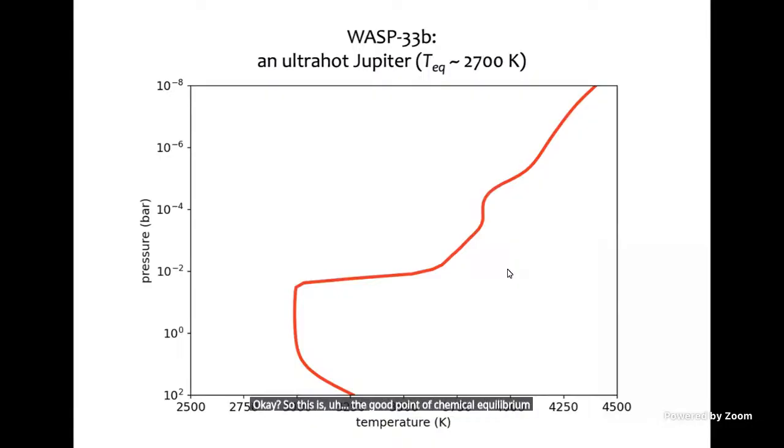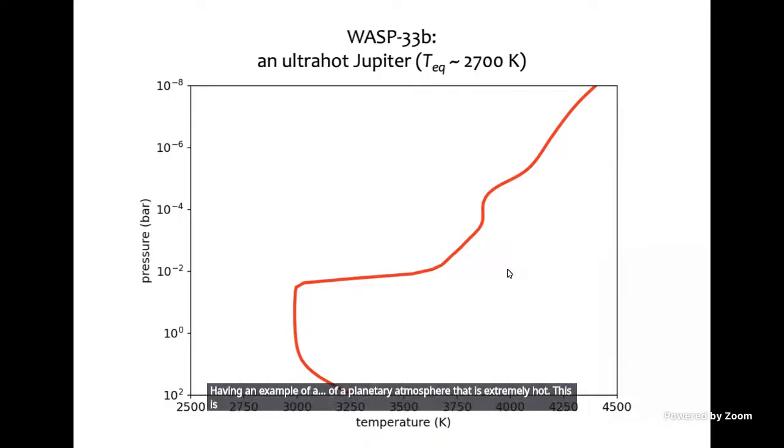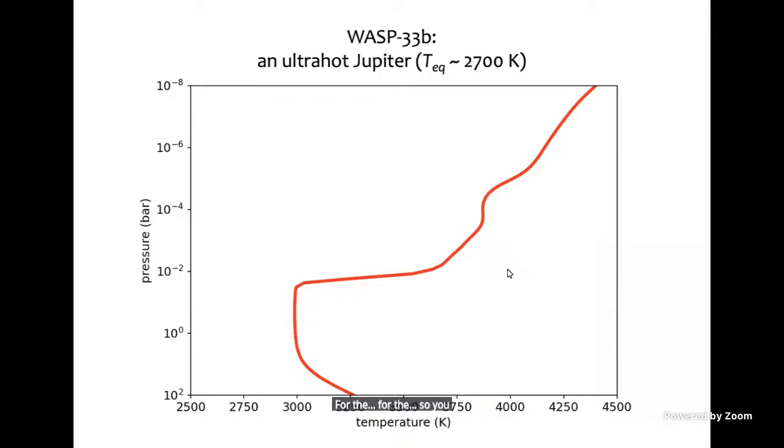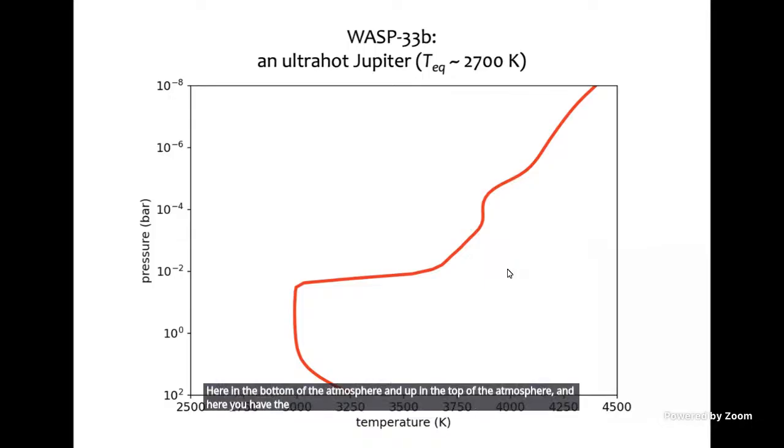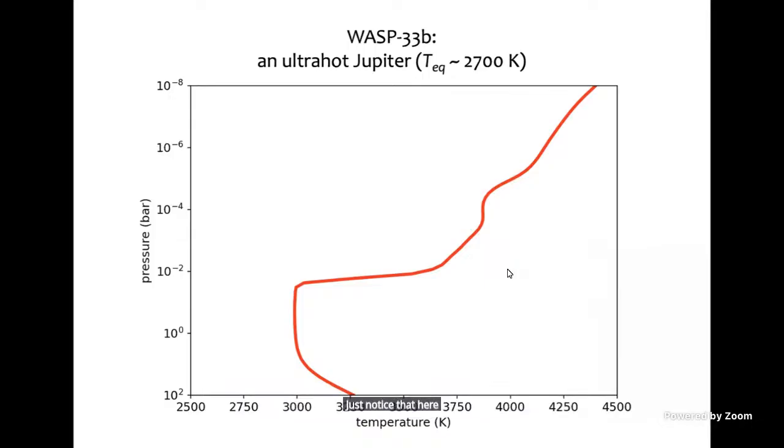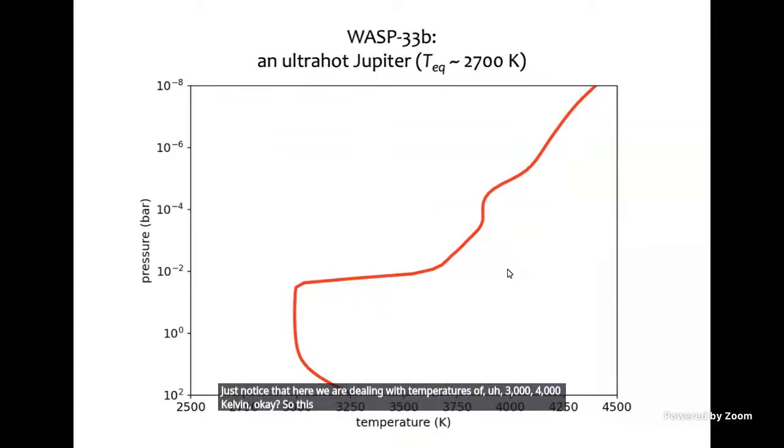So let's start by having an example of a planetary atmosphere that is extremely hot. This is of an ultra hot Jupiter. This is the typical temperature profile. You have in the y-axis the pressure, here at the bottom of the atmosphere and up at the top of the atmosphere, and here you have the temperature. Just notice that here we are dealing with temperatures of 4,000 Kelvin. Okay, so this is an ideal place for chemical equilibrium to be valid.